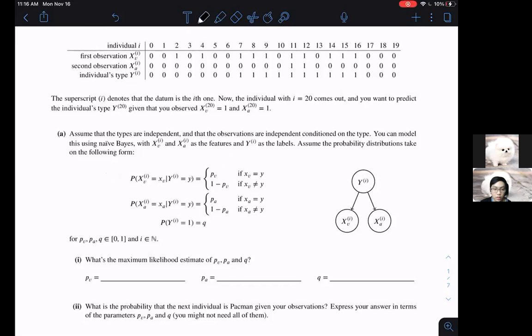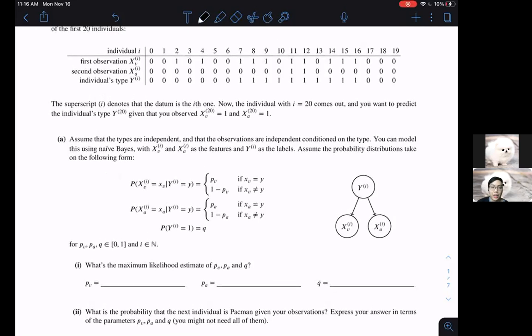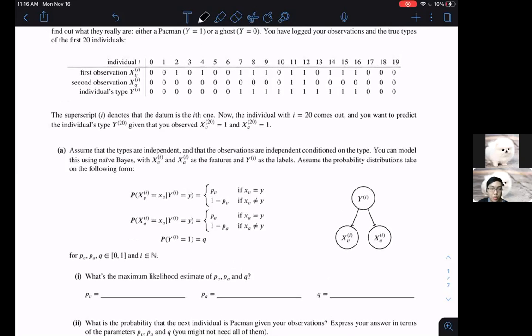Okay. So the first part of this question asks us, what is the maximum likelihood estimate of PV, PA, and Q? In terms of naive Bayes maximum likelihood estimation, all it asks you to do is basically take the count over the total. So what does that mean in terms of this problem? Well, for example, we know that PV is the value associated with the case where xv is equal to y. Let's say we have all of these samples. We have 20 different samples.